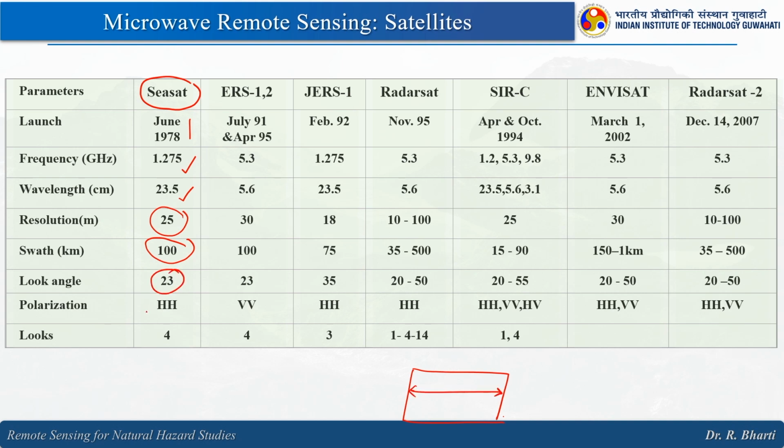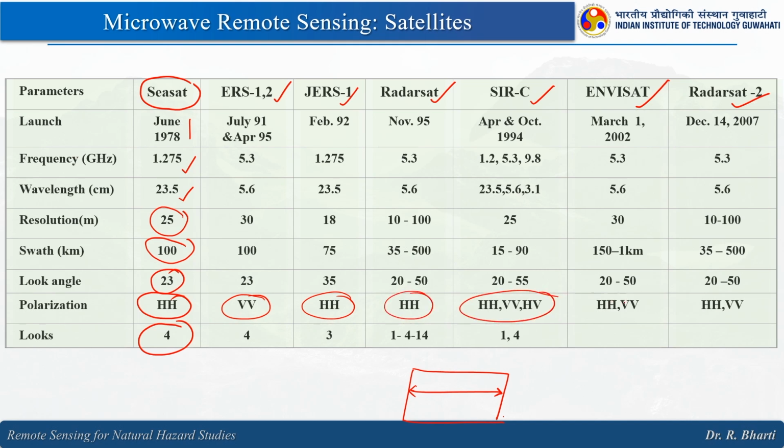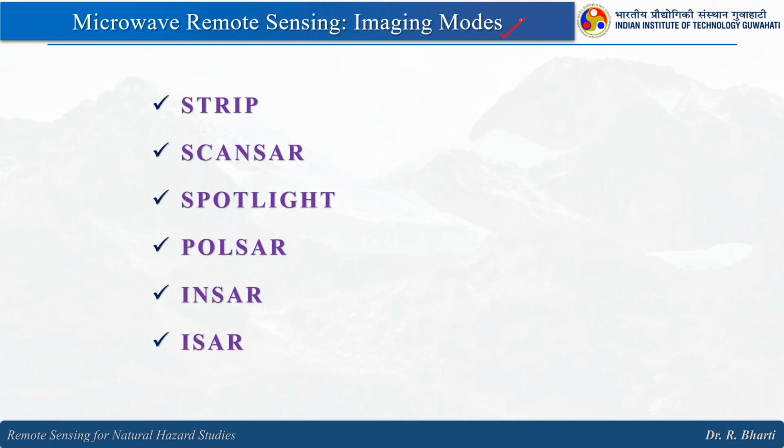Look angle is 23 degree, polarization is HH and the look is 4. We will discuss this look in the subsequent slide. When we go with the ERS or JERS or RADARSAT, SEASAT, ENVISAT, RADARSAT-2, you will find how this polarization is changing, right. So depending upon your objective, you have to select wisely which particular satellite image or which particular sensor is more applicable for your study.